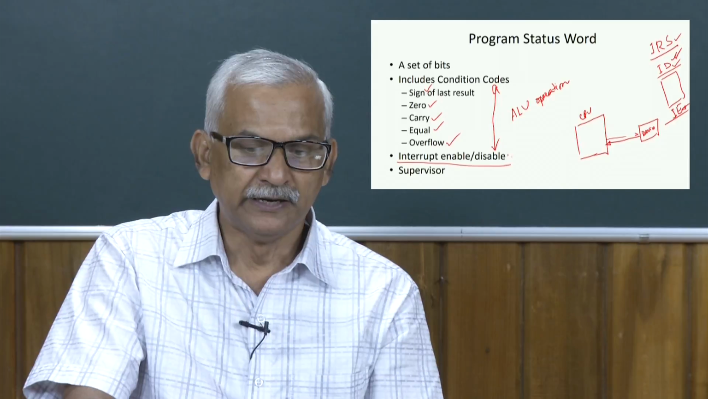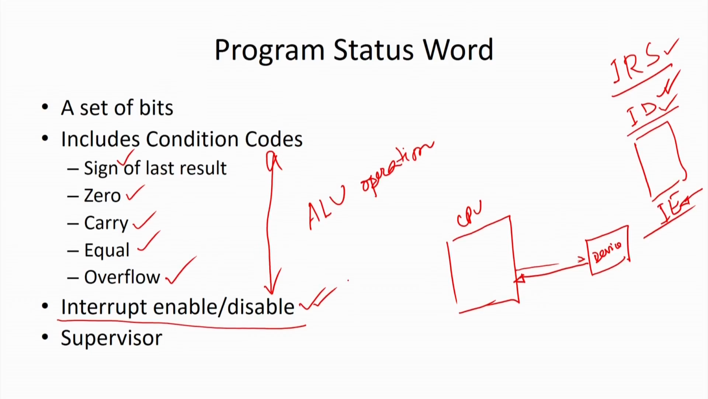That means this bit can be set and reset by a programmer, but the other bits cannot be set and reset by a programmer; they are set and reset by the ALU. Similarly, we have another flag bit, which is the supervisor mode.